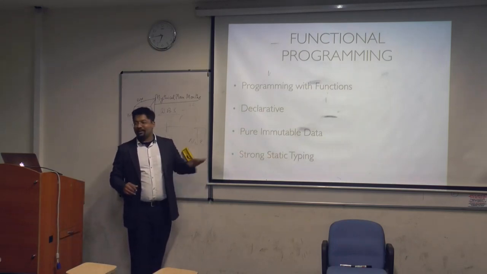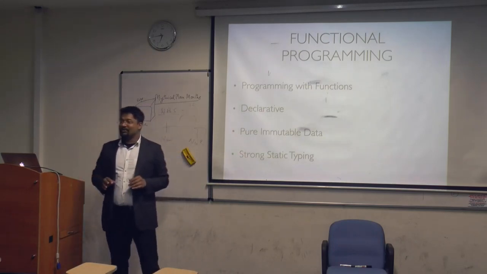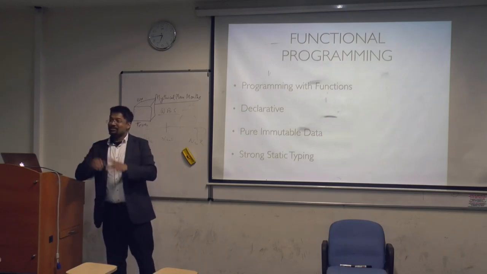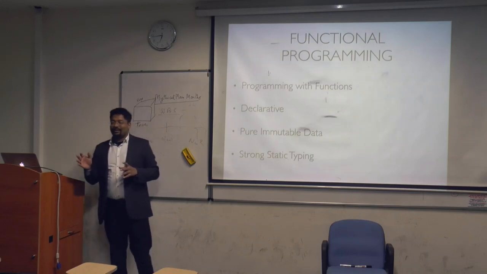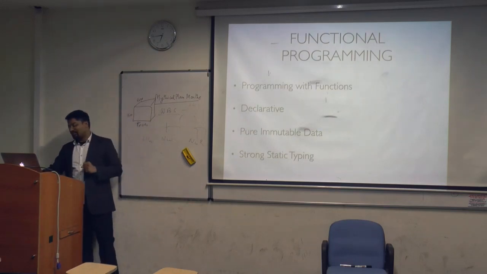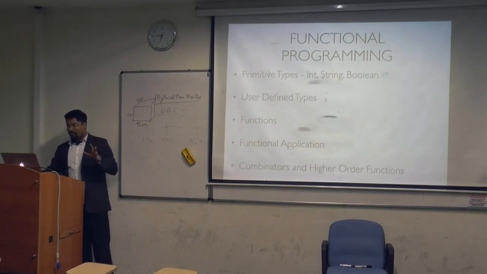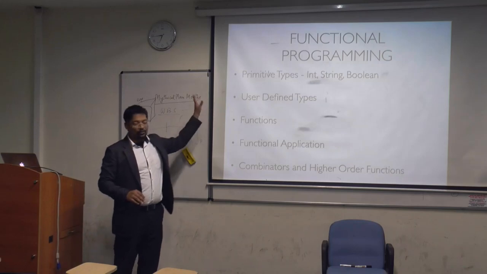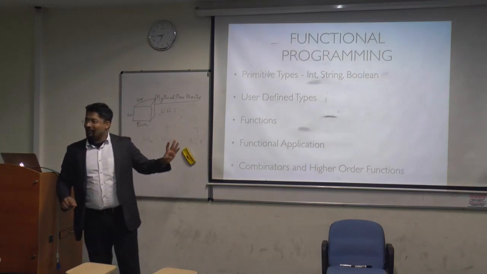None of them have strong static typing. Java has static typing, but it's not strong, right? It doesn't have a bunch of things that are there in languages like PureScript. So I don't have time to go over that, but this is the core of functional programming. This is all you need to know for the entirety of today's talk, okay?